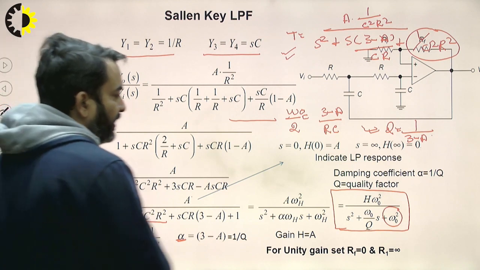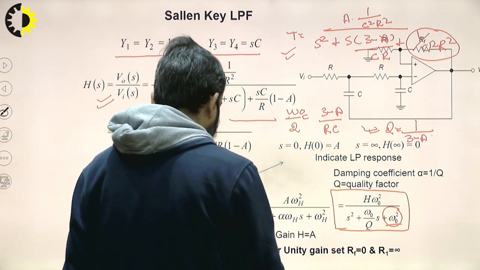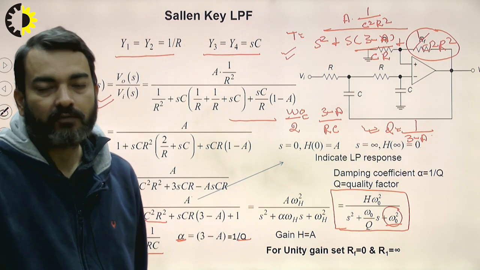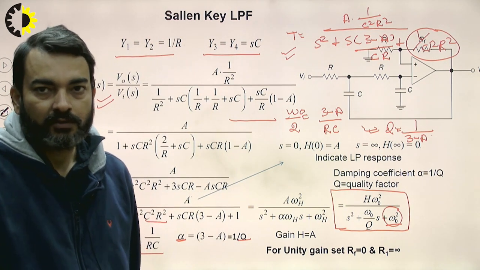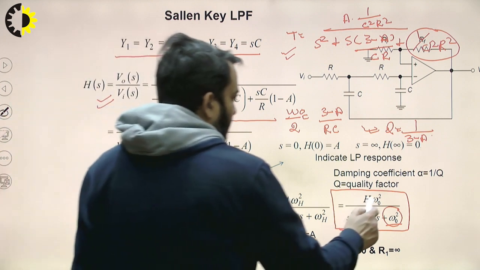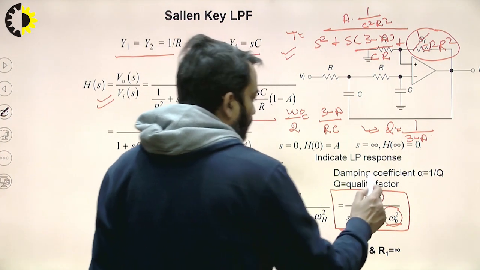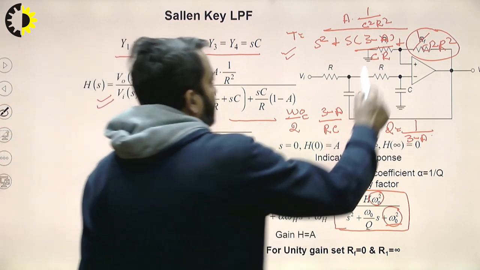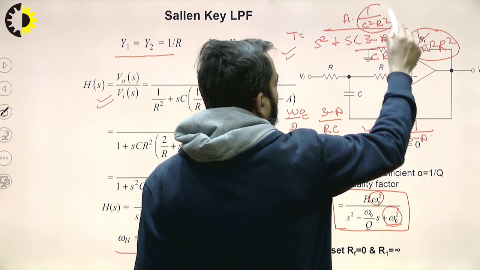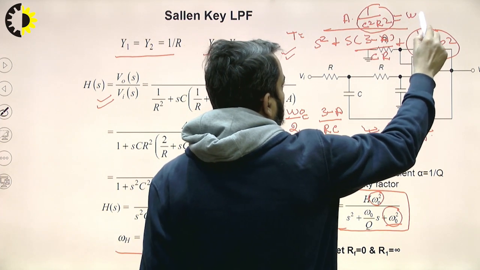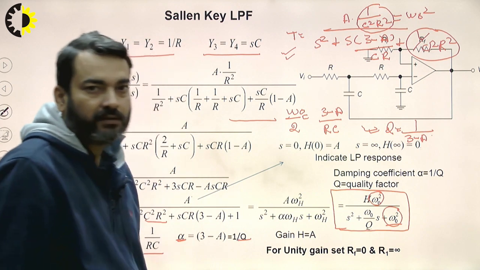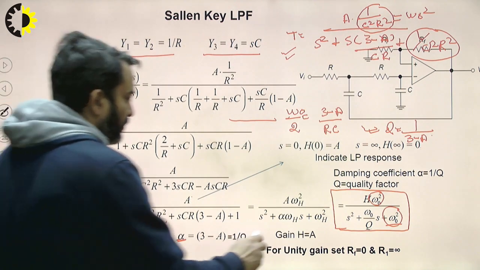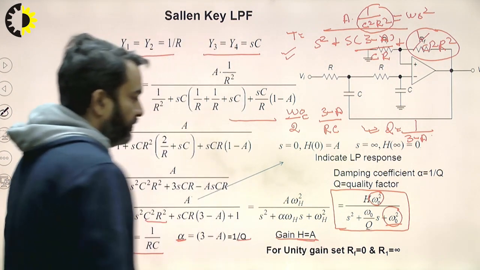Now after calculating these two parameters, omega naught and Q, we will go for calculation of gain. So what is gain? Here we will say gain is nothing but the coefficient of the omega naught square term. And omega naught is 1 by RC. Here we will say 1 by C square R square is nothing but omega naught square. So we will say its coefficient is A. So we will say gain is equal to A.